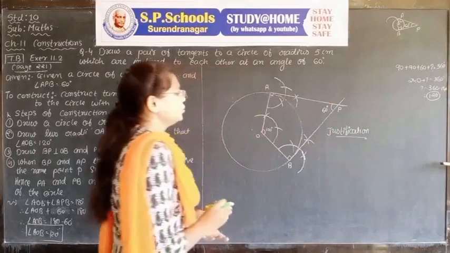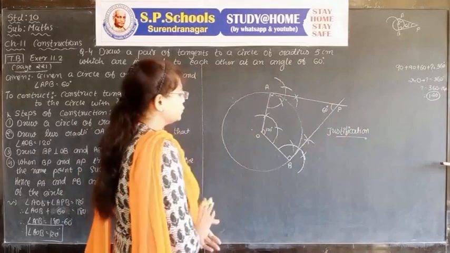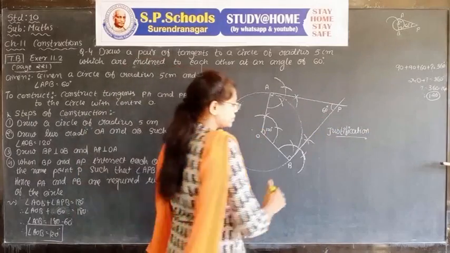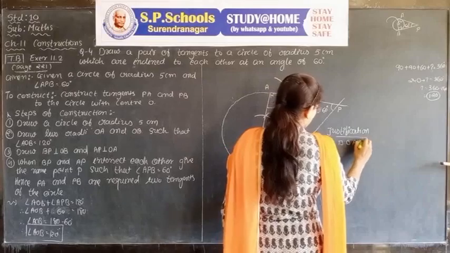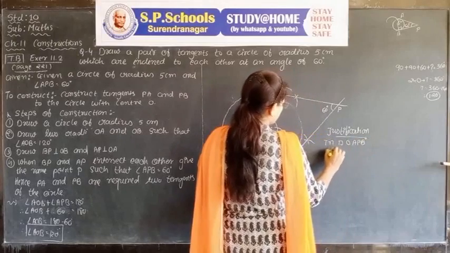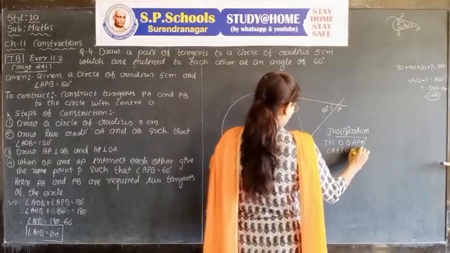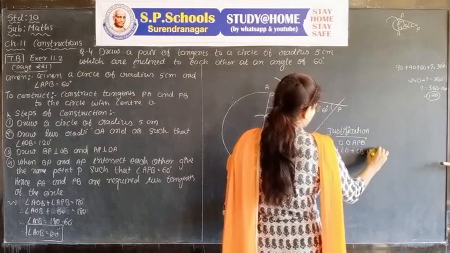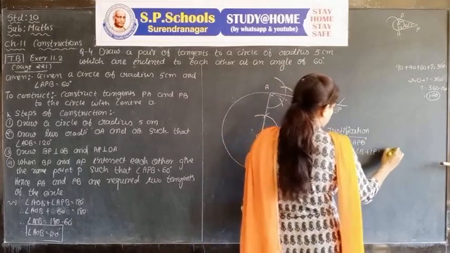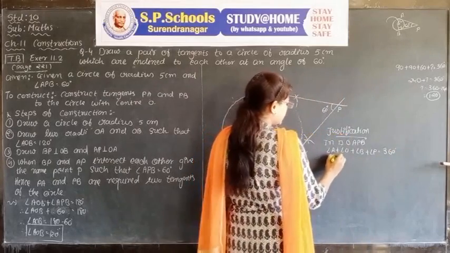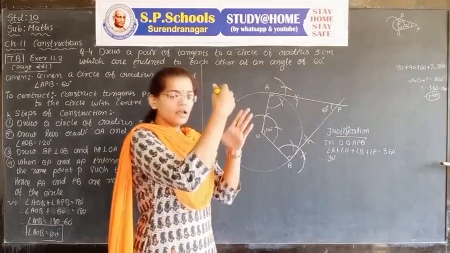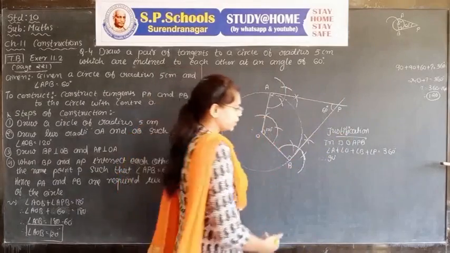Justification. To justify this construction, as we know PA and PB are two tangents to the circle. In quadrilateral OAPB, use the angle sum property: angle A plus angle O plus angle B plus angle P is equal to 360 degrees. Angle A is 90 degrees because the radius and the tangent are perpendicular to each other.